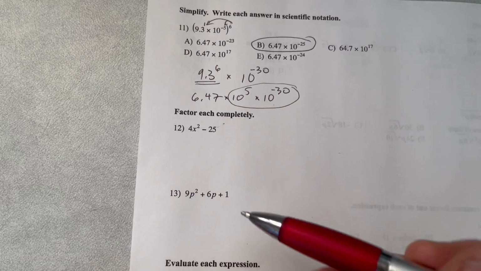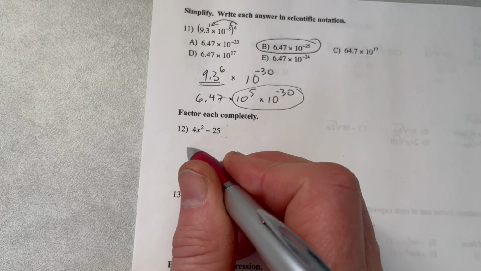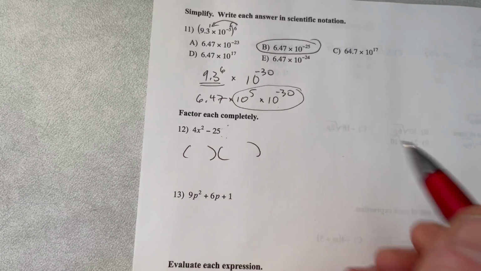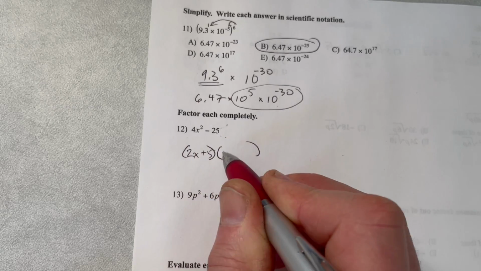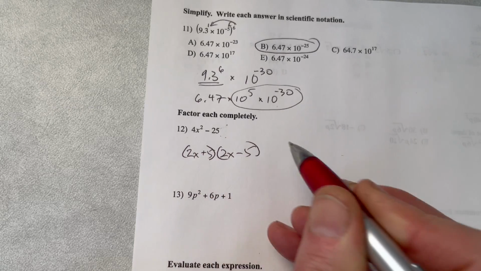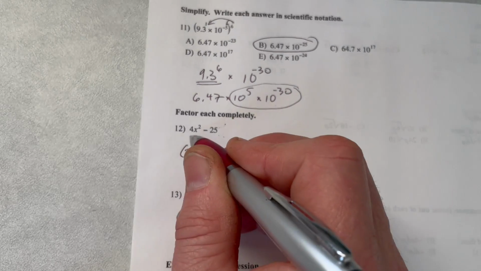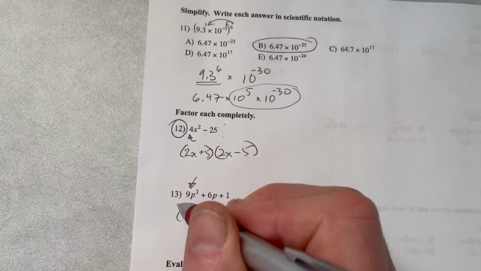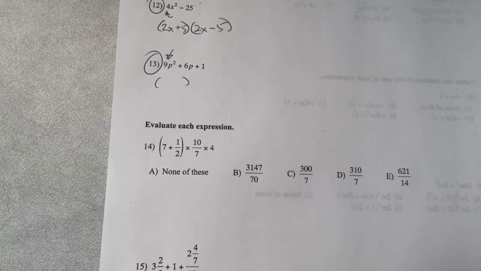Factor each of these completely. All right, so we just need to say, well, what multiplies to make this? I'm going to do 2x plus 5 and 2x minus 5. And this one, oh, both of these are not 1. I'm sorry, skip these. That's in a few days. We're getting ahead of ourselves, just a few days.